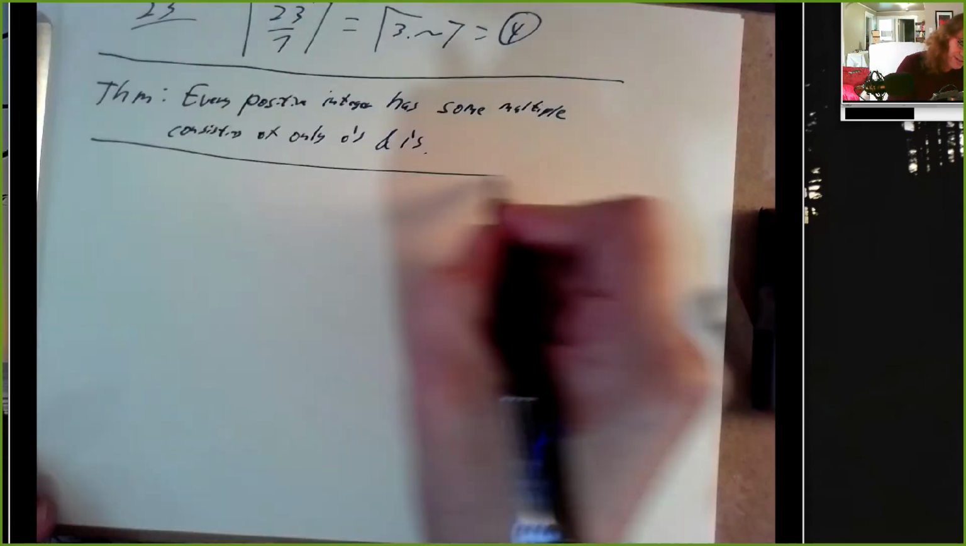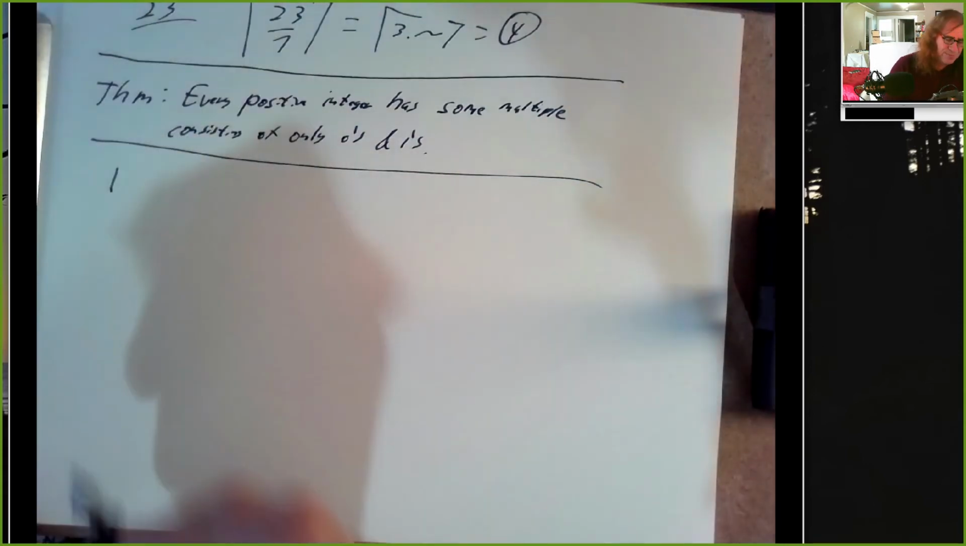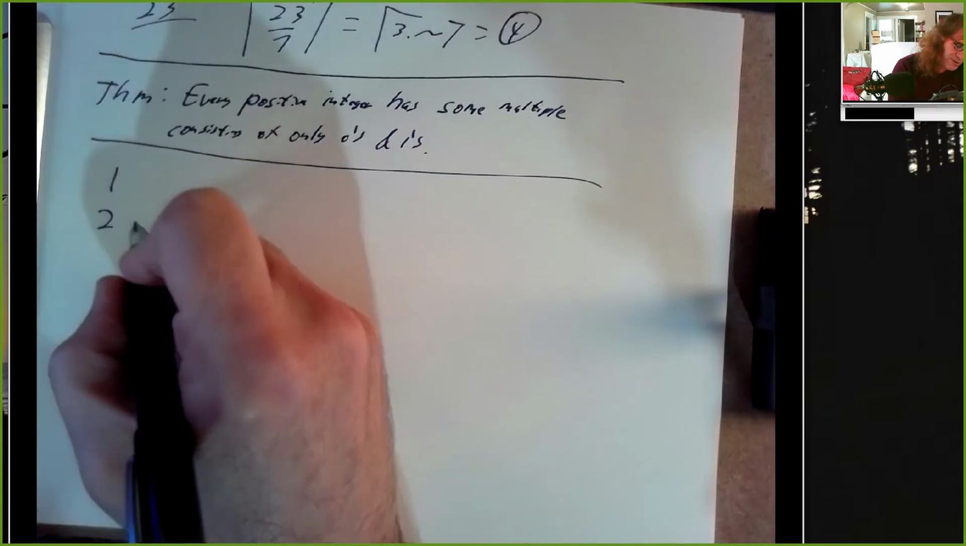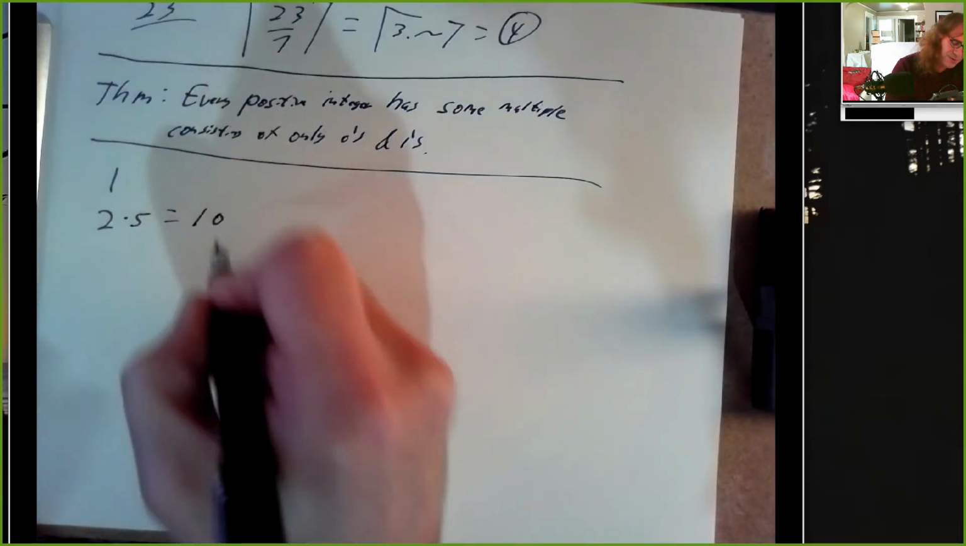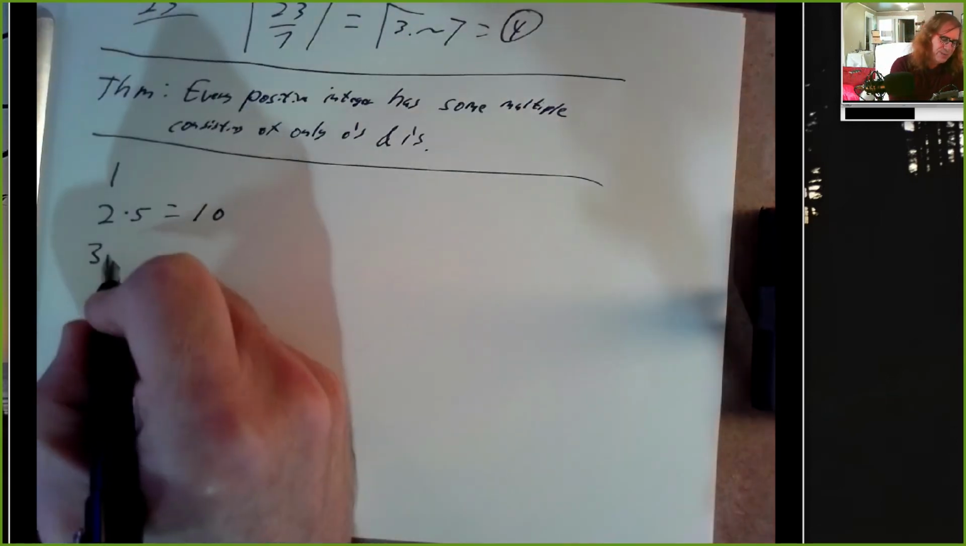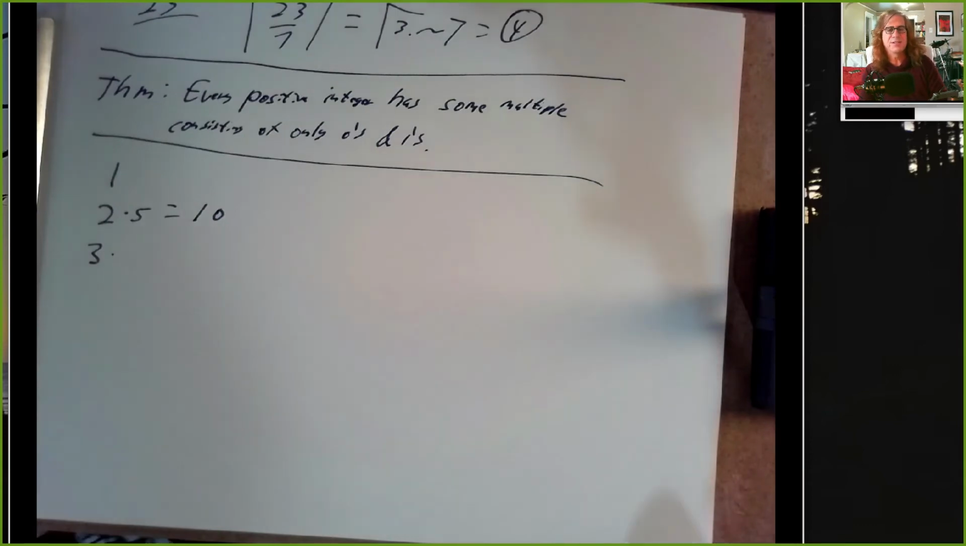Okay, well let's see if this is true. So the number 1, well that's just a 1, so we're done with that. The number 2, if I multiply by 5, that can be written as a 1 followed by a 0. So that takes care of the number 2. What about 3? Is there a multiple of 3 that can be written as just a succession of 1s and 0s in any order?